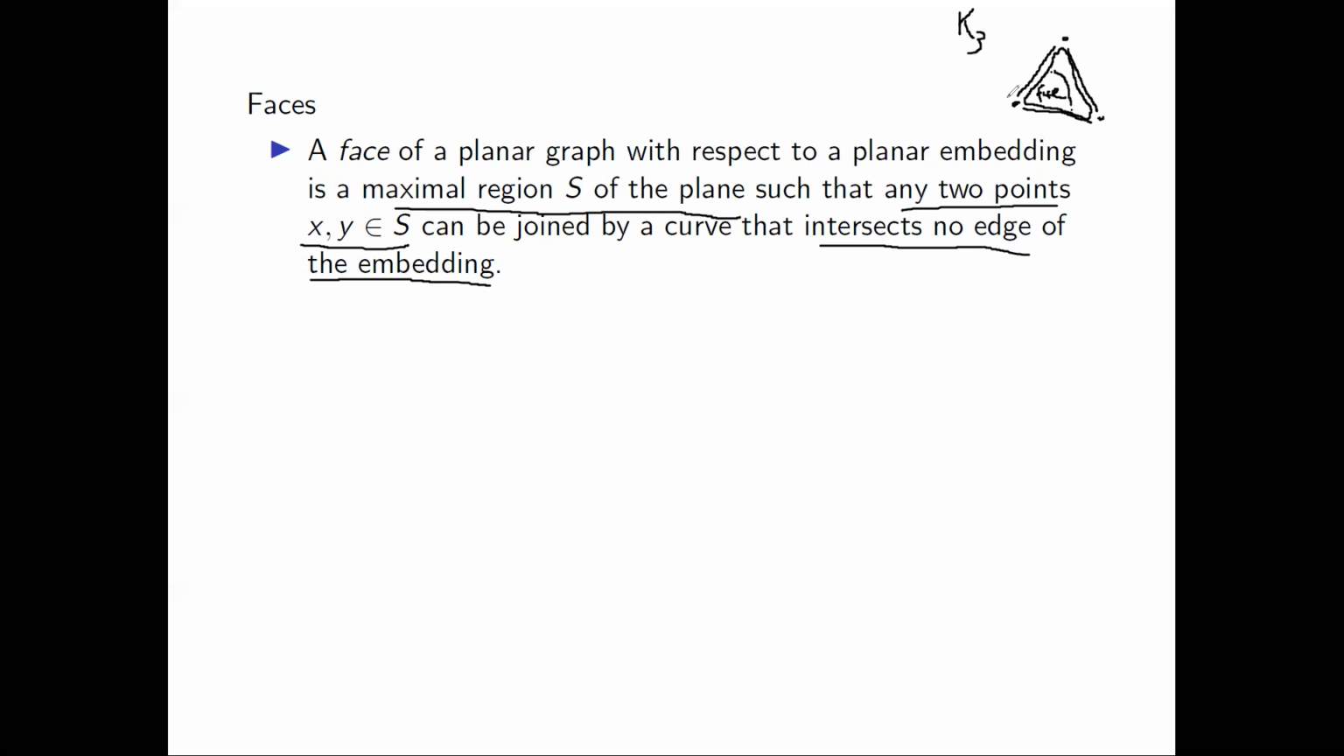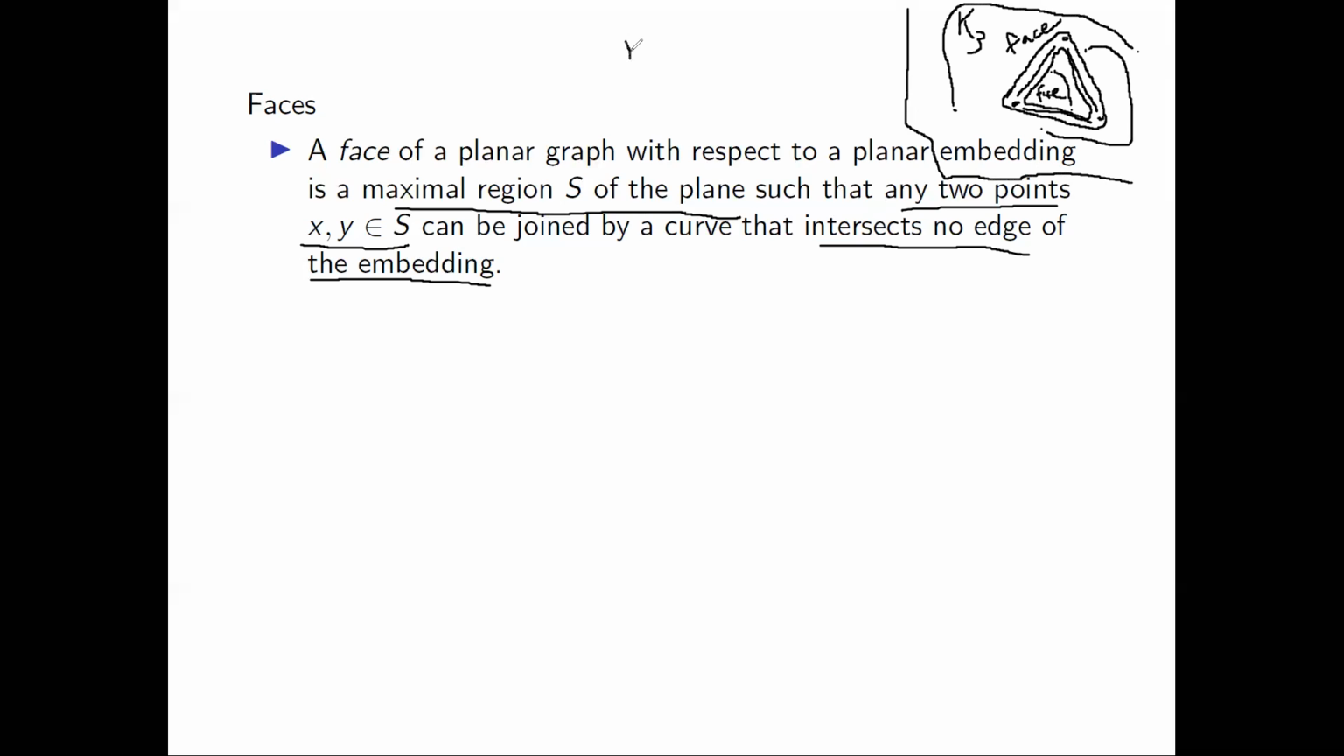We also have a face out here. I'm going to draw its boundary with some lines. You should visualize these lines I'm drawing as being infinitely close to the edges. So here's our outer face. If you have any 2 points out here in the outer face, we can join them by a curve that intersects no edge in the embedding. Point here, you can do the same kind of thing. So that's K3. We have 2 faces there.